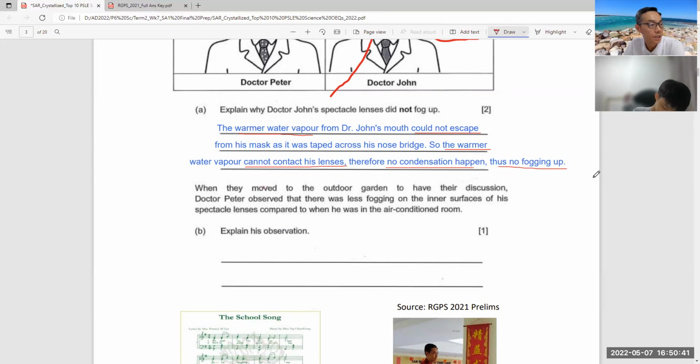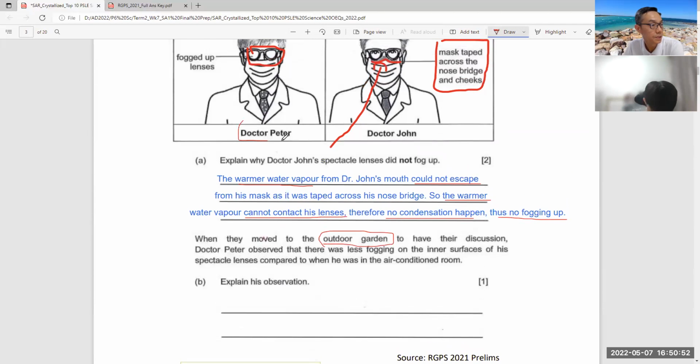Okay, next, they move outdoor. So this is the keyword, move outdoor. We have their discussion. Dr. Peter observed that there was less fogging on the inner surface of his spectacle compared to when he was in the air-conditioned room. So now you focus on this part, Dr. Peter. Just now was Dr. John, now it is Dr. Peter. He said there was less fogging.